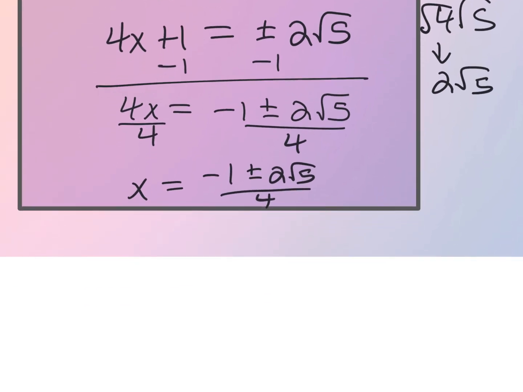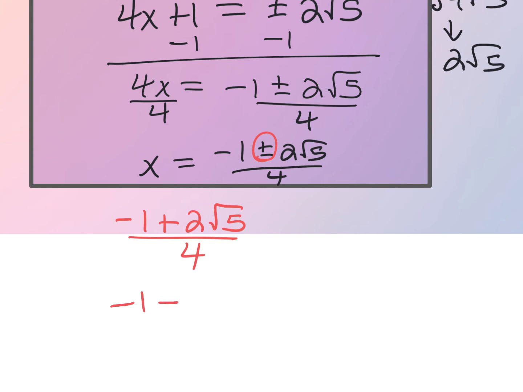WebAssign may make you separate it. This plus minus means negative 1 plus 2 square root 5 divided by 4, and then negative 1 minus 2 square root 5 divided by 4. So this first plus sign up top here is for this one, and then the minus sign here is for that one. So it actually is 2 answers here that x equals. Try another one.